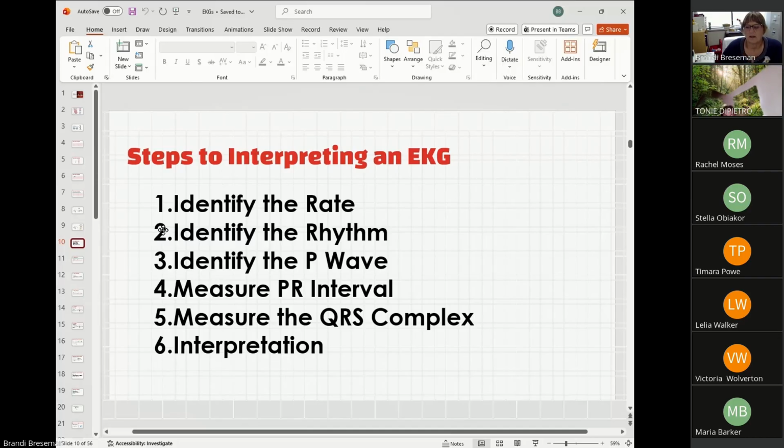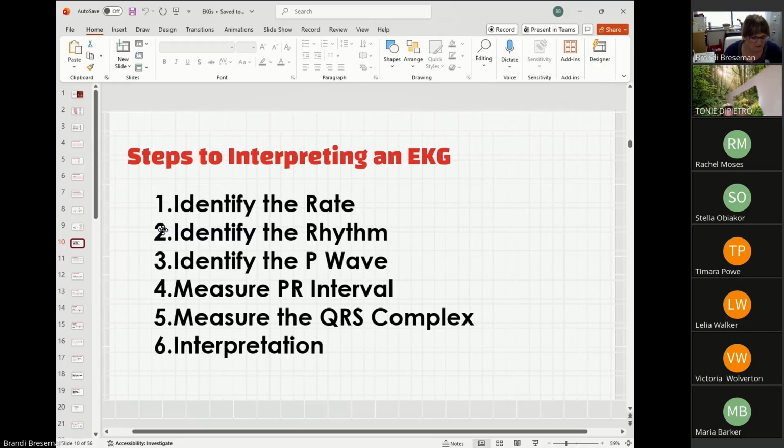Okay. Next, we're going to identify that P wave. And we're going to go through each of these steps individually. Then we're going to measure that PR interval. We're going to measure our QRS complex, and then we're going to give our interpretation. And those are the steps.